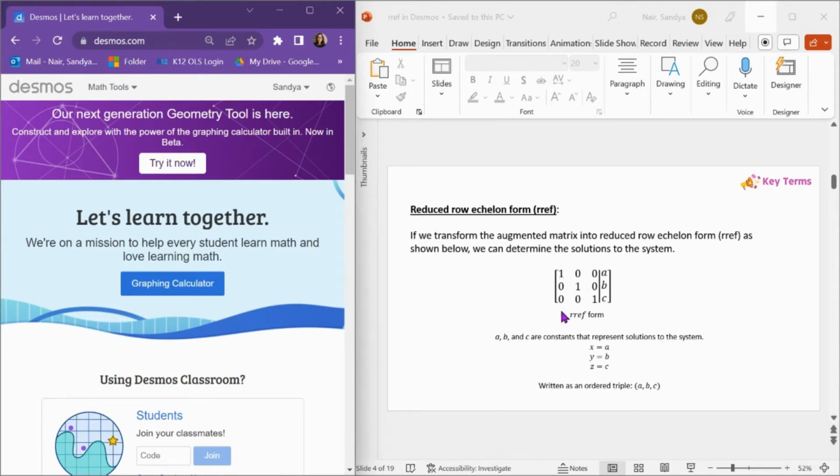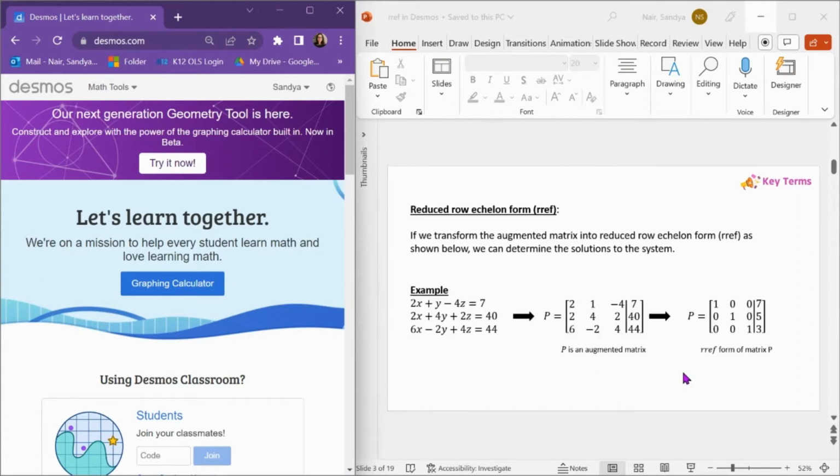So suppose we had a matrix like this in reduced row echelon form where A, B, and C were constants. If we write the equations that are represented by this matrix, notice that this is telling us that x equals A, y equals B, and z equals C. So you can see here, we can tell that the solution to this system is going to be the ordered triple A, B, C. So in this example here, you could say that the solution to this system of equations is going to be 7, 5, 3.